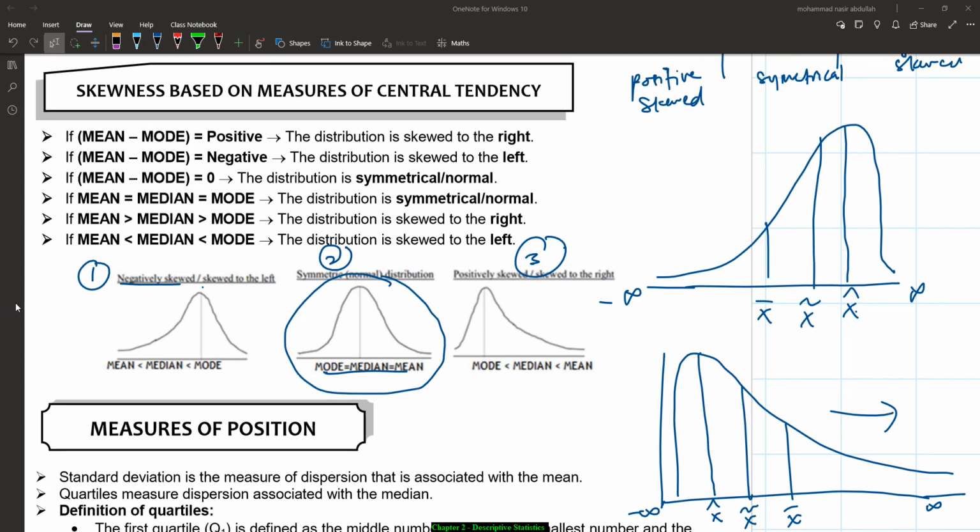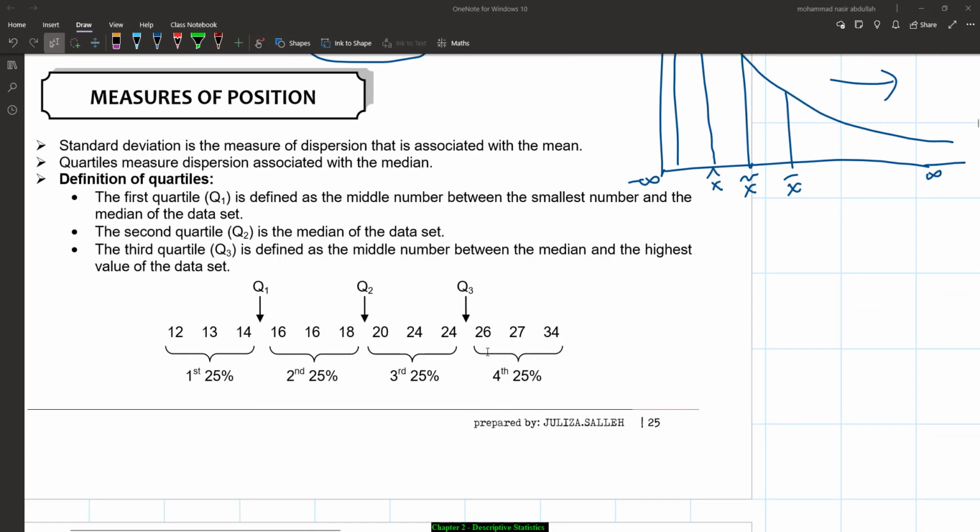So we cannot use mean and standard deviation. We need to use another measure of central tendency, which is the median, accompanied by the interquartile range or quartile deviation. Measuring quartiles lies under the topic of measure of position. Standard deviation is a measure of dispersion that is associated with the mean. Quartile measures dispersion associated with the median. It is associated with the median, meaning that all the characteristics of the median are based on quartiles.